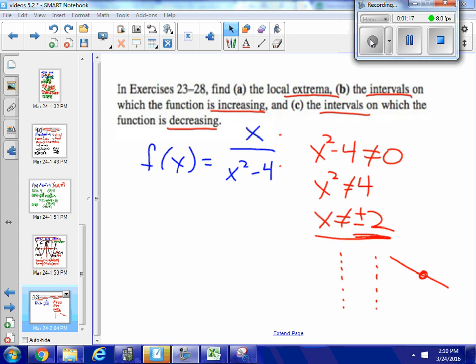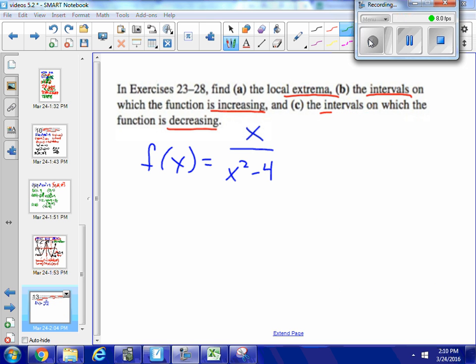So that's something I want to keep in the back of my head. So let's write the domain in interval notation. It's going to go from -infinity to -2, union -2 to 2, union 2 to infinity. The only 2 points where I can't have any domain in this function are -2 and 2. Okay, let's find what the derivative is.